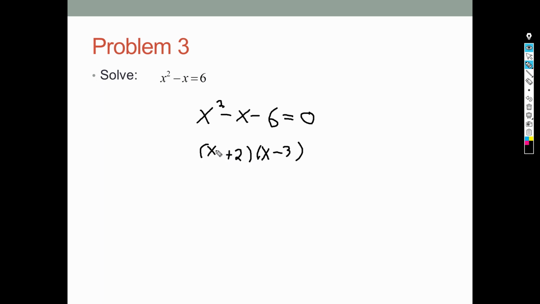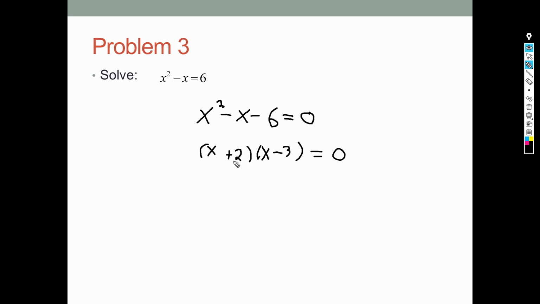Okay, x times x is x squared. Minus 3 times 2 is minus 6. And then the product here, 2x minus 3x, gives me minus x. That checks out. So those are the factors that give me that trinomial.